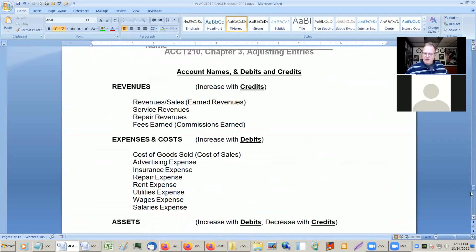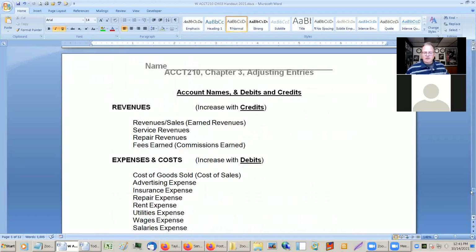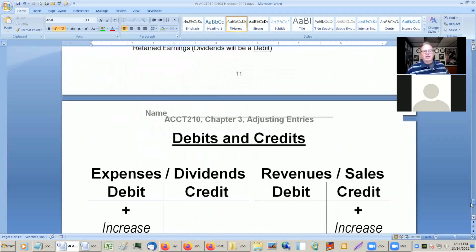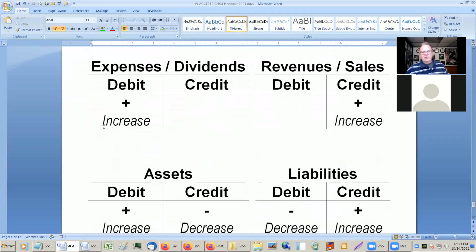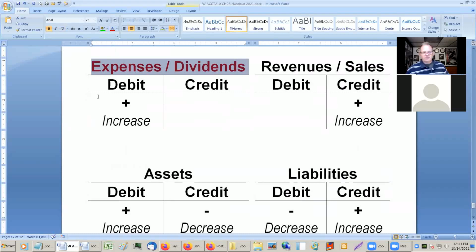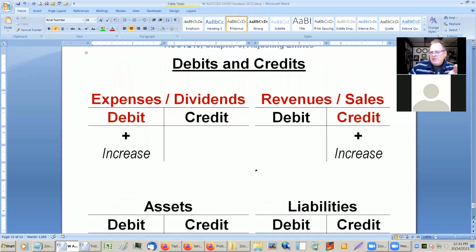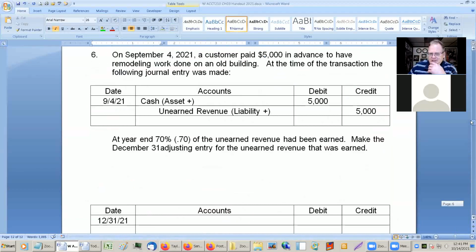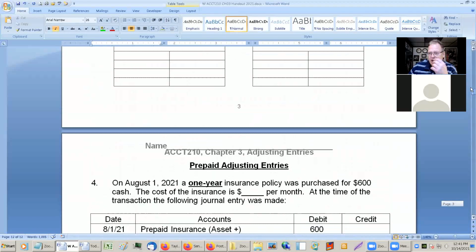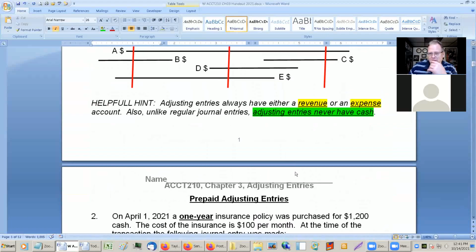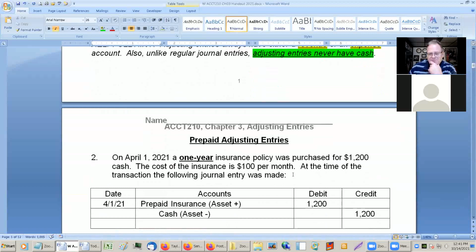Revenues are always credits, and expenses are always debits. So as far as the journal entries are concerned, it's usually not as difficult because there is going to be a revenue and an expense. The calculations are really the difficult part.